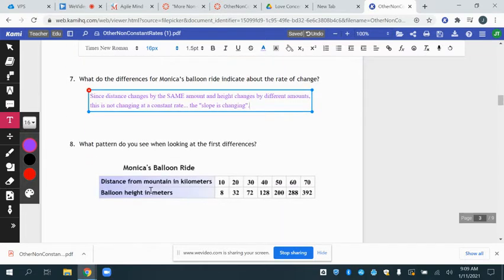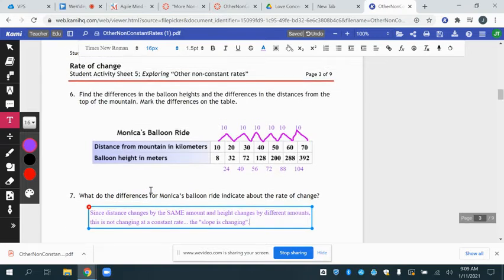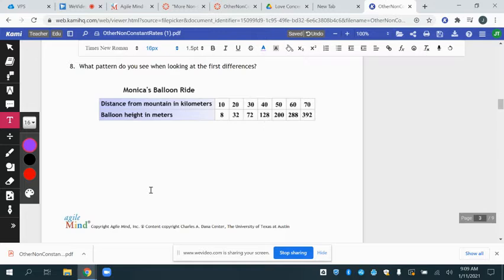What pattern do you see looking at first differences? Just did that. Sometimes this really bugs me.